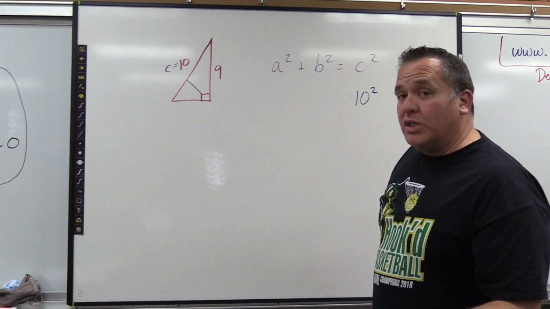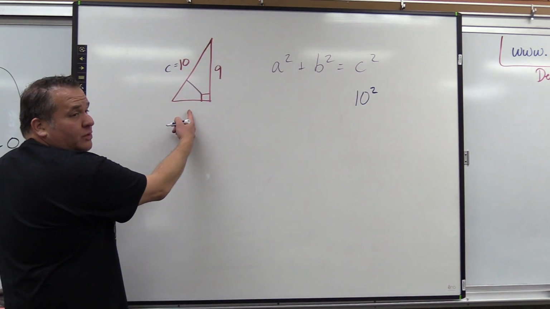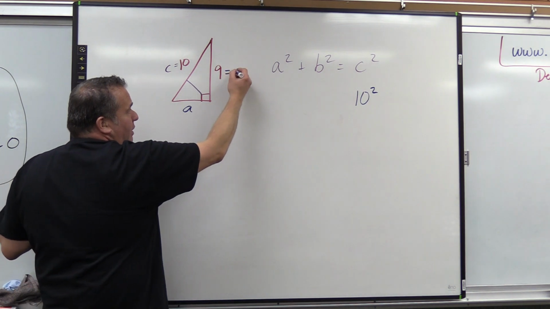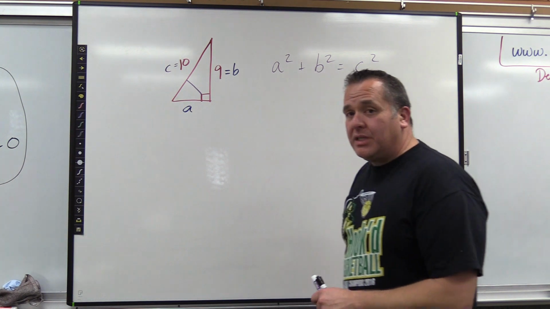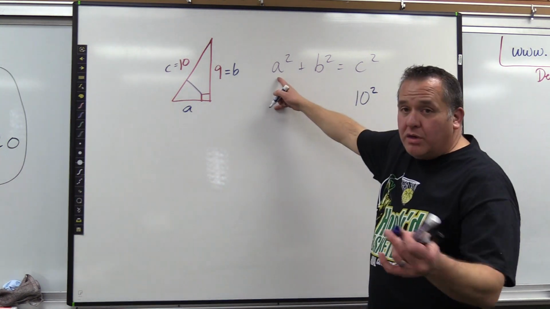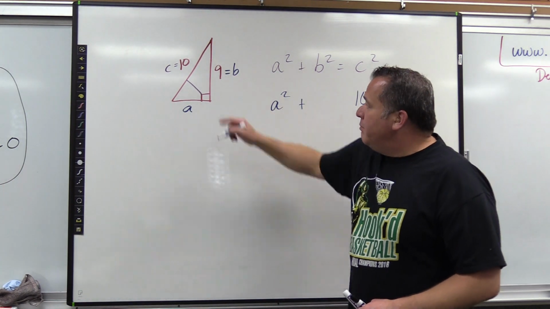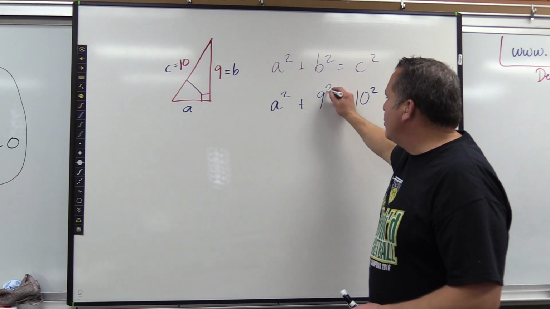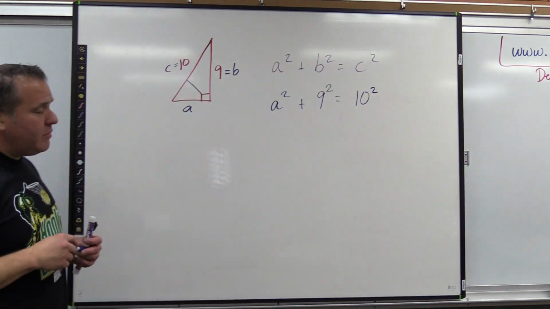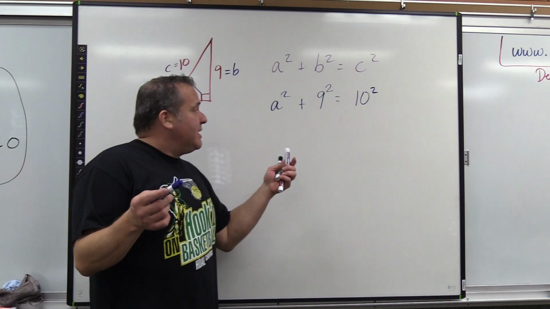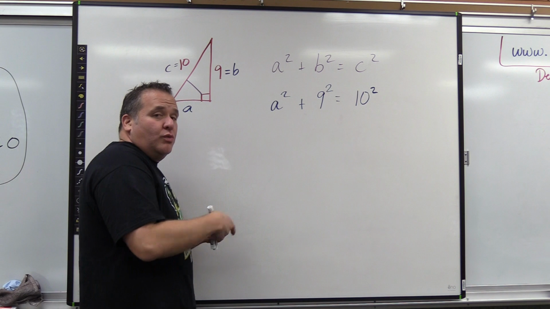Now, which one's a, which one's b? I don't know. I'm going to say this one down here is A, and this one right here is B. Okay, so there's my A, there's my B. Now let's go ahead and plug them in and see what we get. A squared plus B is 9, so it's going to be 9 squared, and that's all going to equal 10 squared. Now, the next thing we're going to do is solve. We don't know what A is. We can't do anything with the A, so we're just going to bring them down.